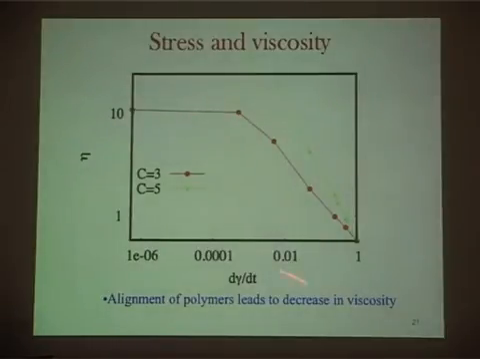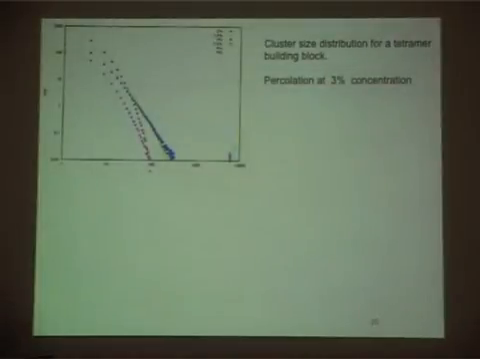So the alignment of these polymers leads to a decrease in viscosity because they can now slide past each other. Then we want to know whether there's anything special about this trimer, or if I go to tetramer or pentamer, what do I see? That's what we are looking at here. This is the case with the tetramer.